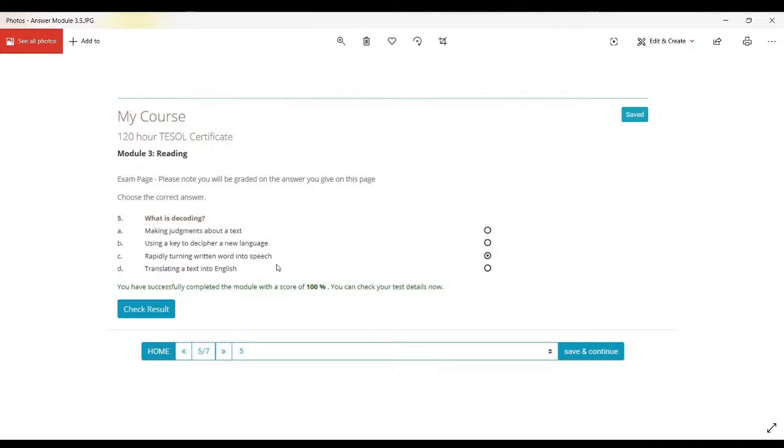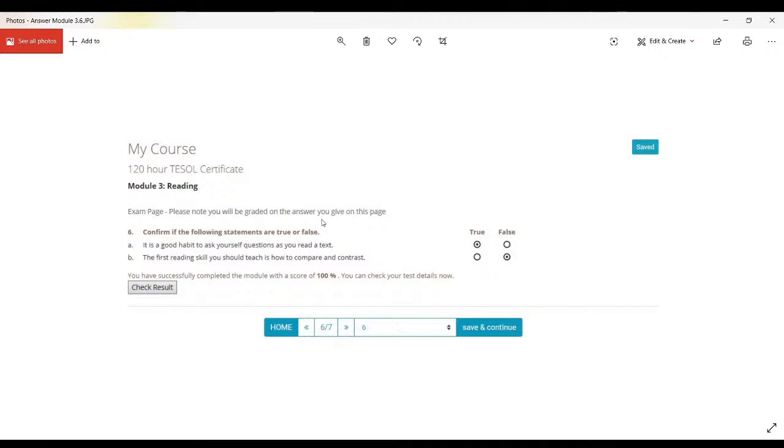Number 5, what is decoding? Decoding is letter C, rapidly turning written word into speech. So that is decoding. Check result, save, and continue.